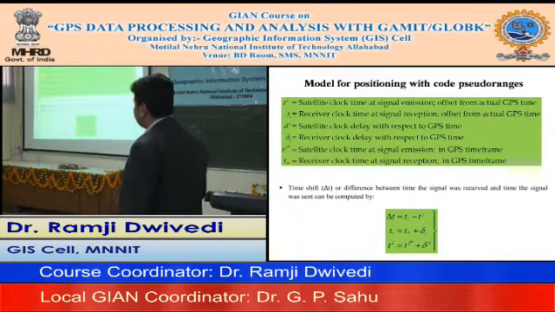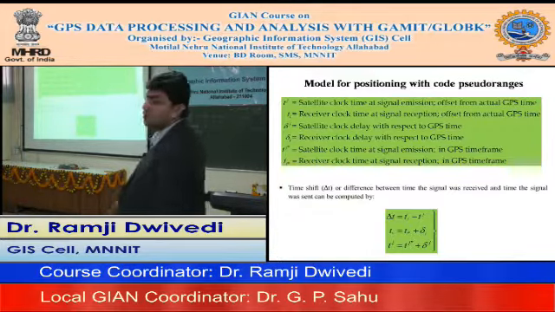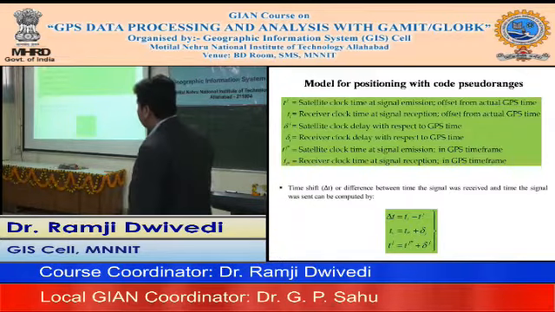Similarly, delta J, which we call satellite clock delay with respect to GPS time, and delta I, which we call receiver clock delay with respect to GPS time. We'll try to see how these two are related, and what will happen if these delays were not there on both ends.